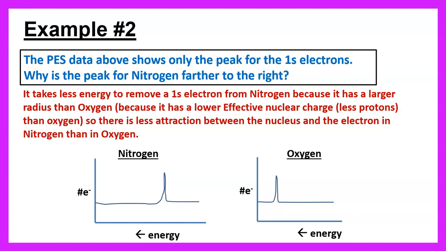And also be careful because if they ask you to explain why nitrogen's peak is further to the right, but you explain why oxygen is further to the left, I honestly don't know if they'll give you credit for that. I think it might depend on what graders you get, right? So make sure you're answering the question in the direction and with the element that they're actually interested in. So be a little bit careful there.